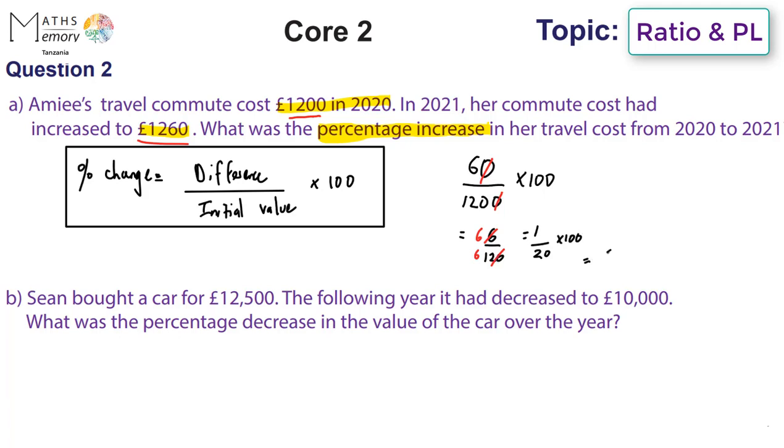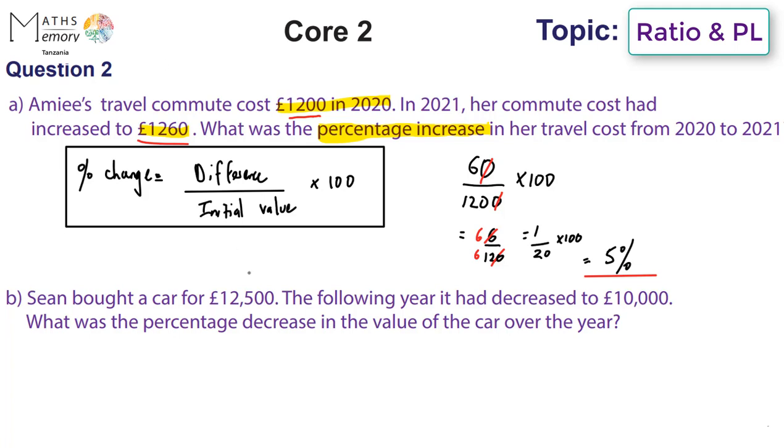This will give you a 5%. That's something you should know. 1/20th is 5%. So that's how much her commute went up that year. Okay, so look back at that formula. 5%.